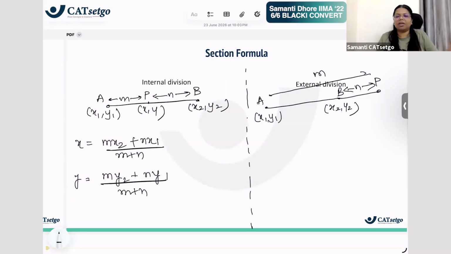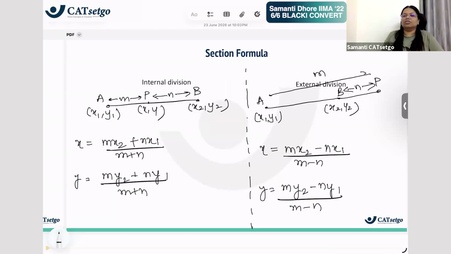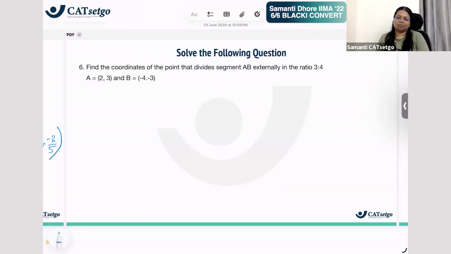So उस समय पे also same formula, just that we get minus here. So this becomes x is equal to mx2 minus nx1 upon m minus n, and y is my2 minus ny1 upon m minus n. So this is the section formula to get the point which is dividing a segment in a certain ratio. Right? Clarity on this, let us apply it. If you have noted this, note this quickly and we will apply it.